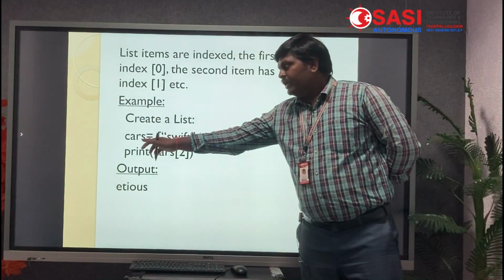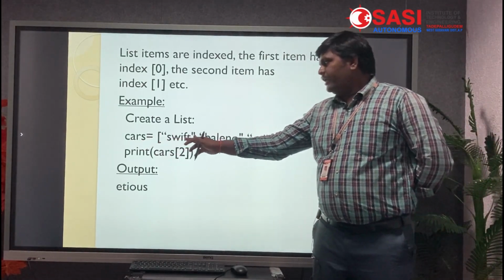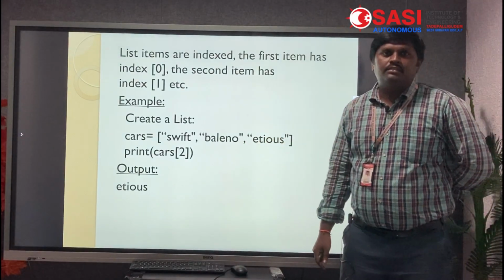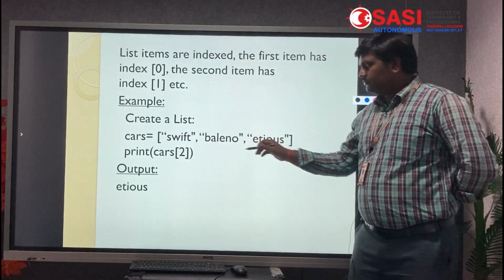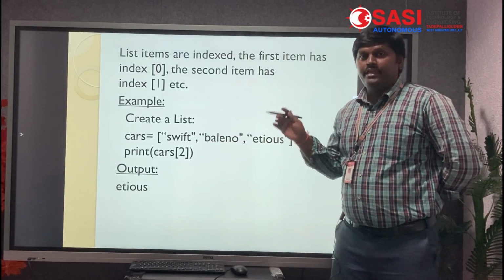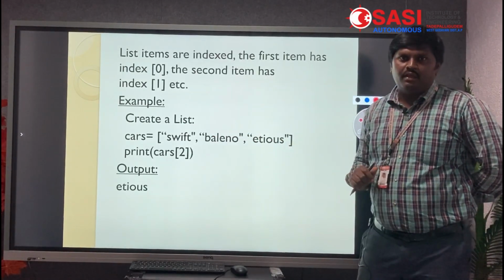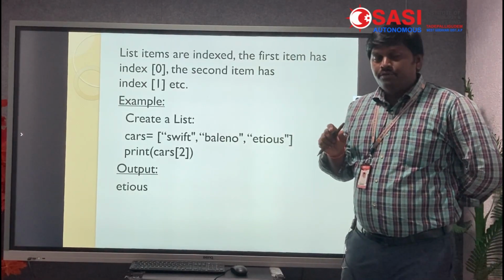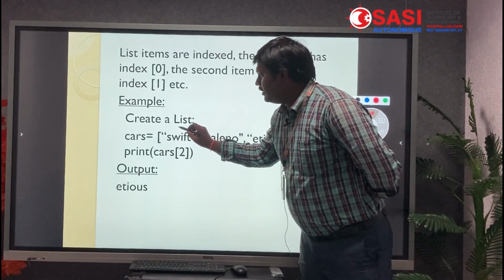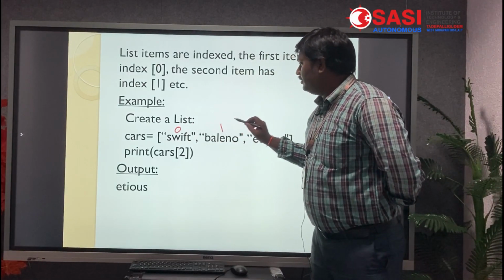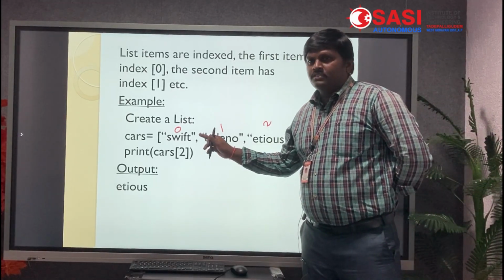For example, here one list is declared: cars is the list name and the elements Swift, Baleno, Etios are the list values. If you want to access these elements, how to access them? Based on index values. The index value starts from 0 onwards. See here: 0, 1, 2.